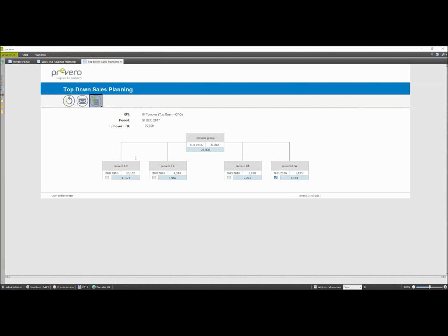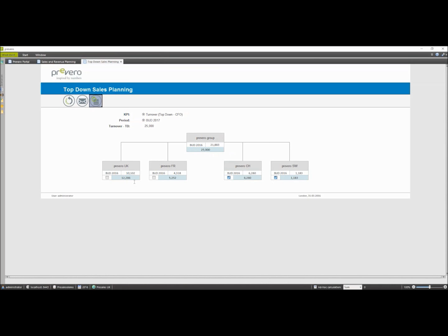So what I can do is I can say, well, actually, Sweden is not doing very well. We don't really expect it to achieve any more than what we originally budgeted for. So I'm going to lock that, and I'm not going to change that number. So if I now just refresh, we can see what we've done is we've pushed the 25, or the difference between the original number and 25, down to the other entities.